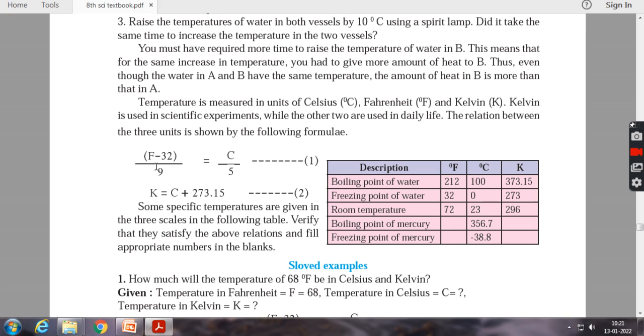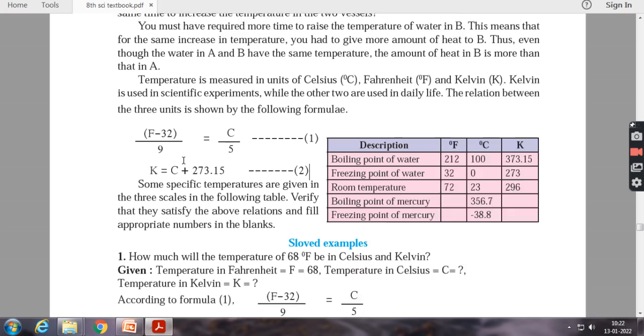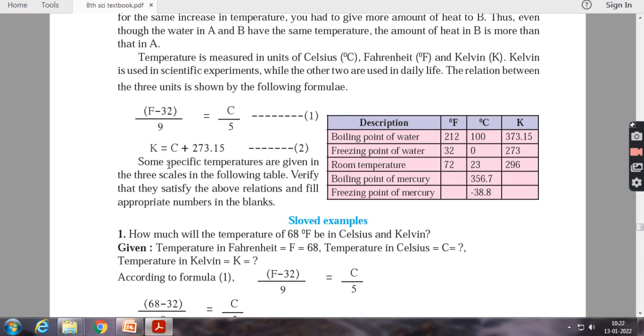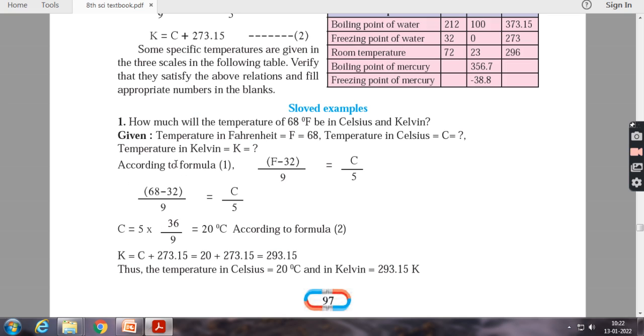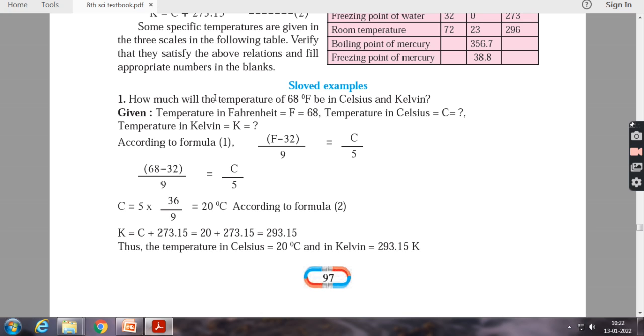The first formula is (F minus 32) upon 9 is equal to C upon 5. If the temperature is given in Celsius, you can calculate the Fahrenheit, and if it is given in Fahrenheit, you can calculate the Celsius. So just remember this formula. Now, K is equal to C plus 273.15. Once you calculate the value of C, you can easily find the value of K.